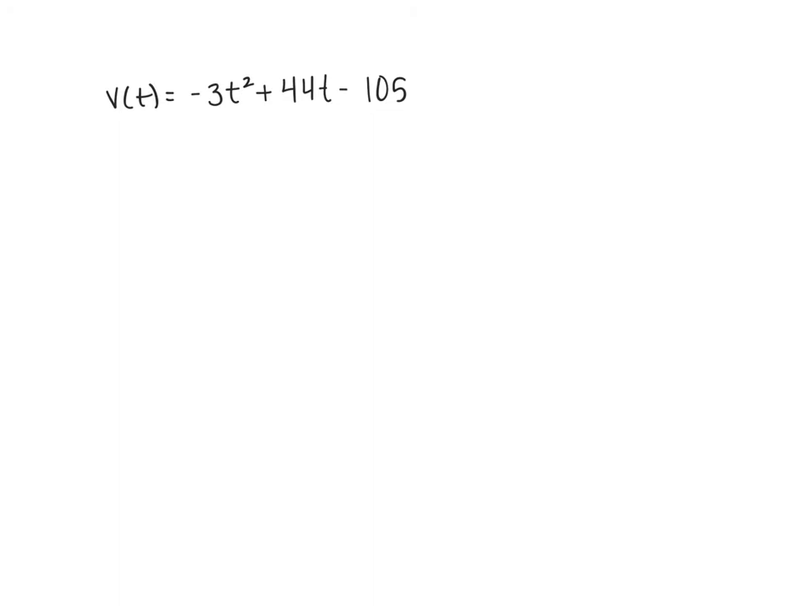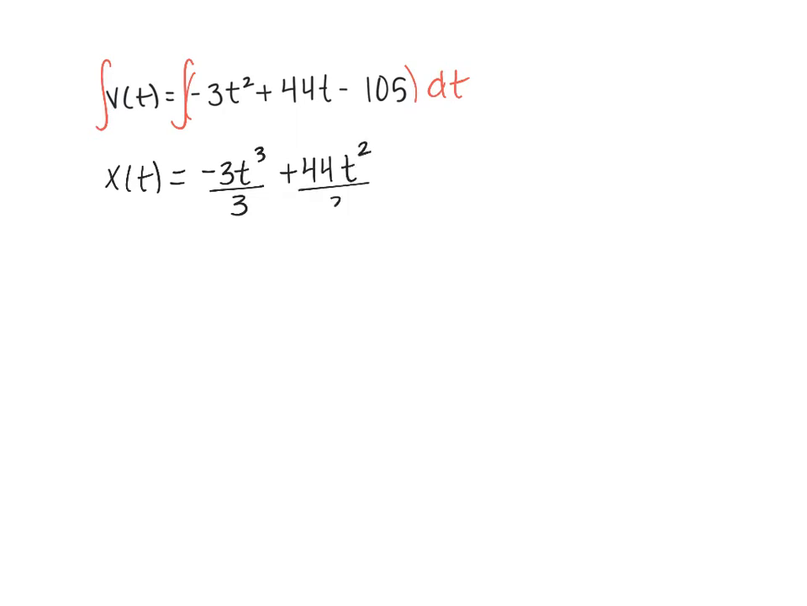So how do I find x of t? Well, we know that the x of t function is the integration of the v of t function. So we're going to put all this in integrations dt. So let's go ahead and integrate the right side. So negative 3t, add 1 to the power, divide by that power, plus 44t, add 1 to the power, divide by that power, minus 105t plus c.